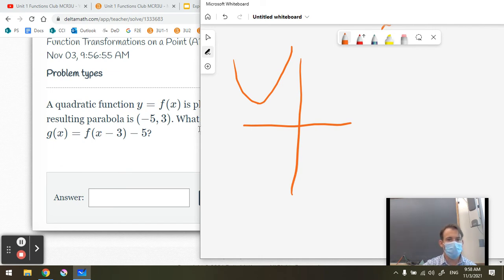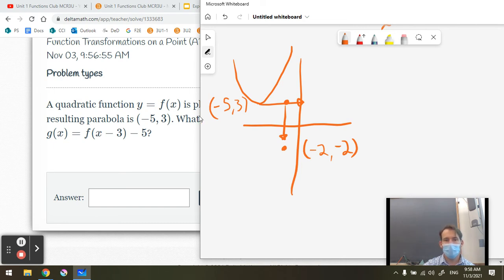What does this transformation do to that point, negative 5, 3? This one is moving it left and right because it's connected to an input. So moving it right 3. That's right. That's going to move it right 3. So it's going to move it to negative 2. And then what's this do to it? That says subtract 5 from all outputs. 3 was the output. Down 5. So now it's at what point?